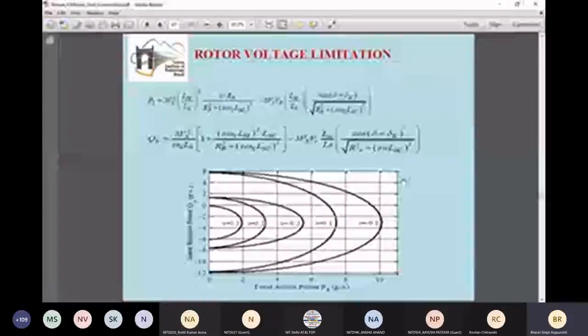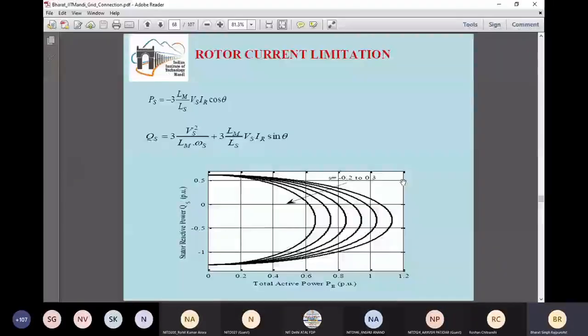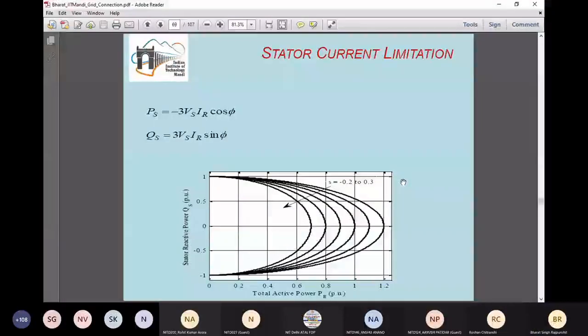Next slide, please. Similar curves are also obtained when the rotor current limitation is considered, and these characteristics are once again plotted for different slip values. Next slide, please. So these are the curves for the rotor current limitation. Next slide, please. This is for the stator current limitation. So these are the different curves. Next slide, please.